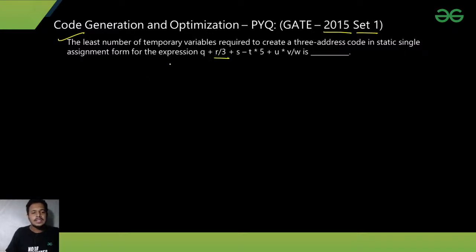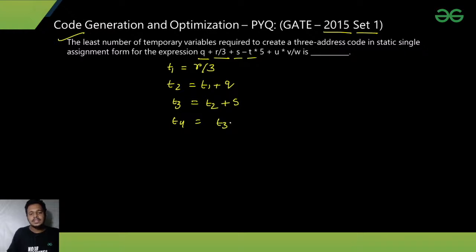Okay, so let's say t1 is a temporary variable, it is taking r divided by 3. Fine. Suppose again t2 is a variable which is taking t1 plus q. Okay, now let's take another variable t3 which is taking the value of t2 and adding s. Again t4, it is taking the value of t3 and subtracting t.